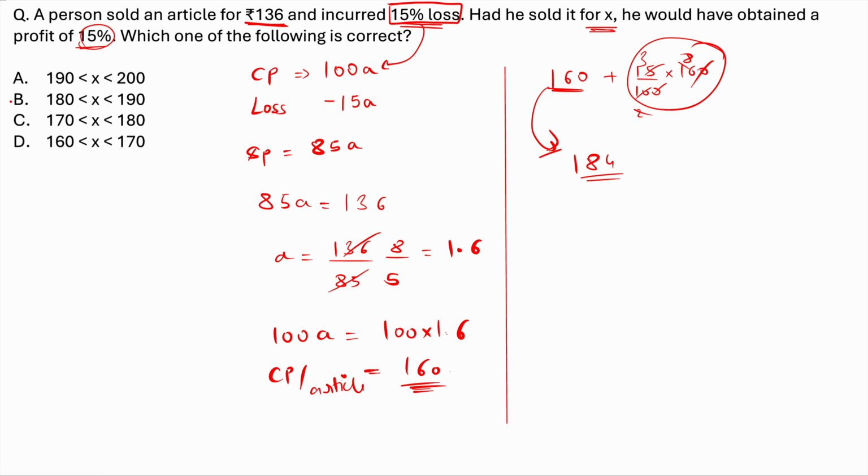184 is between 180 and 190. Thereby, X is lying between 180 and 190. It is the B option. Right? So again, a very straightforward question based on profit and loss. And that's how we do it. The answer is option B.